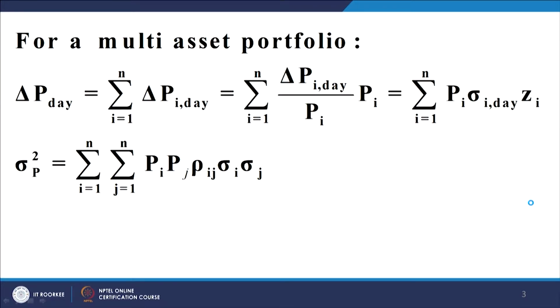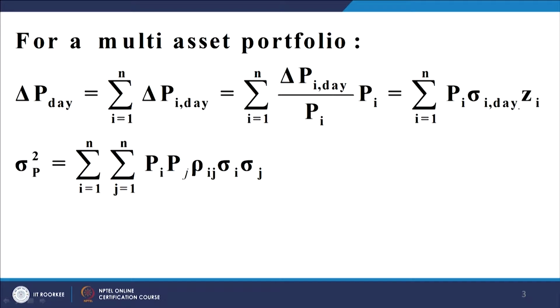Sigma p square for the portfolio, that is the variance of the portfolio, is given by the double summation of p_i p_j rho_ij sigma_i sigma_j, and this expression follows from the earlier expression. Delta p per day can be written as the sum of delta p of the constituent assets of the portfolio, which can be written in this form, delta p upon p, and which, because we are assuming mu to be 0 in each case, can be simplified in this form.